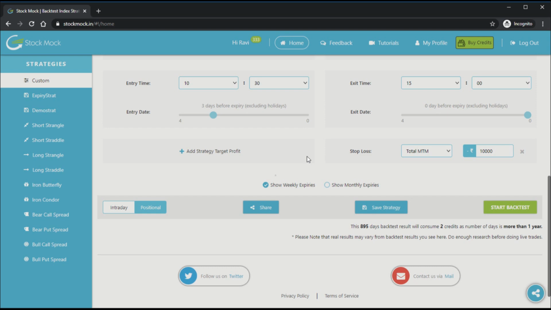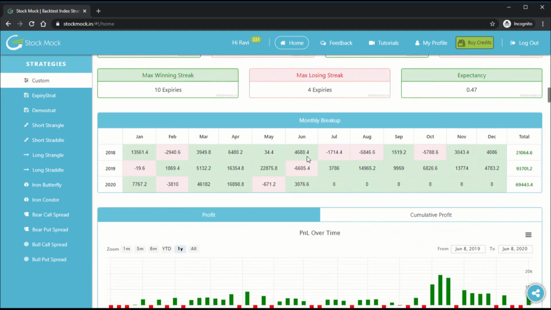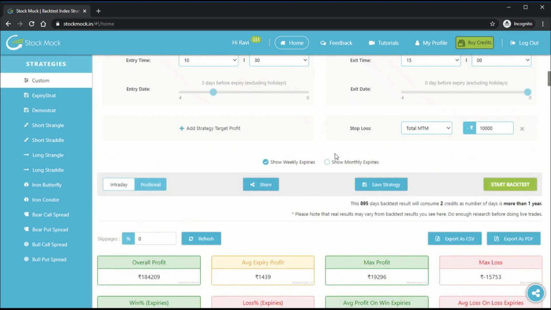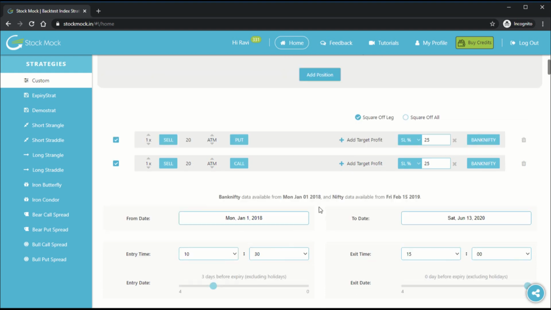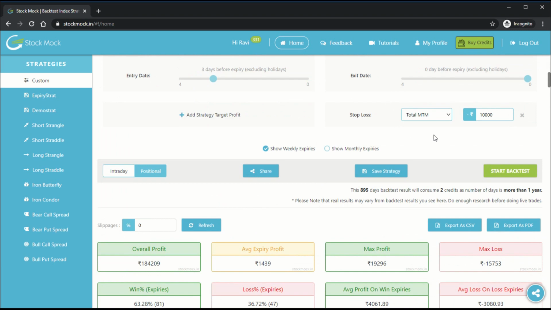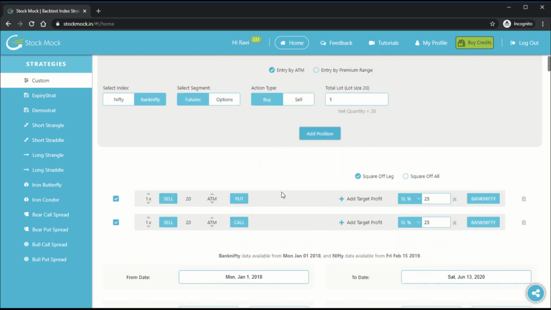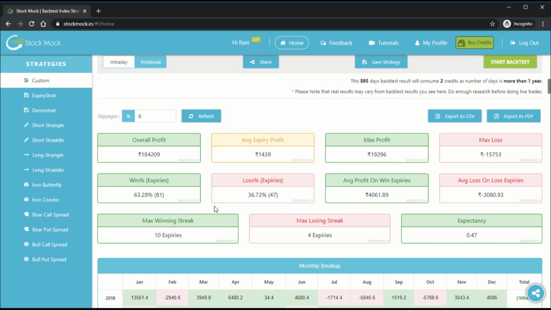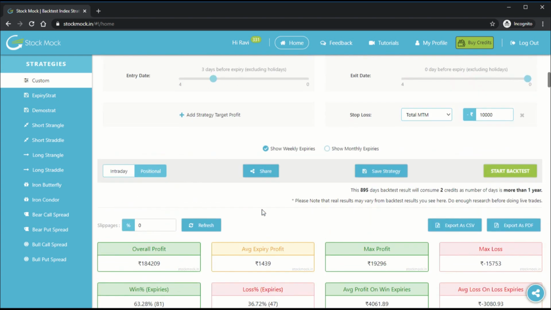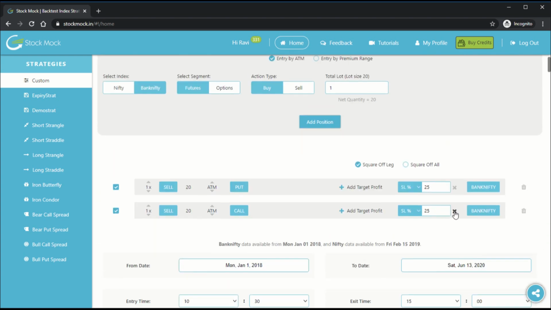There you go. So whenever any one of these conditions is met, that is, whenever any one of the legs hits the 25% stop loss, that particular leg will be squared off. And beyond that, whenever the strategy level stop loss conditions are met, all the legs will be squared off automatically. So these are the various stop loss options that are available. And similarly, you can set target as well.